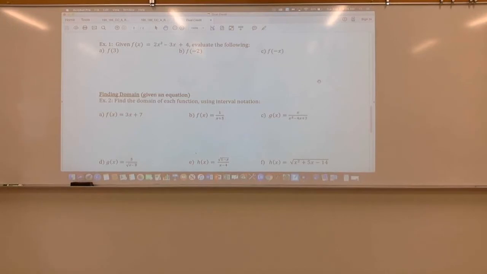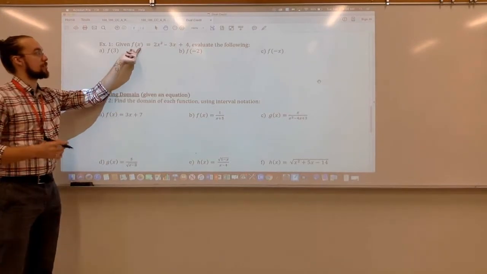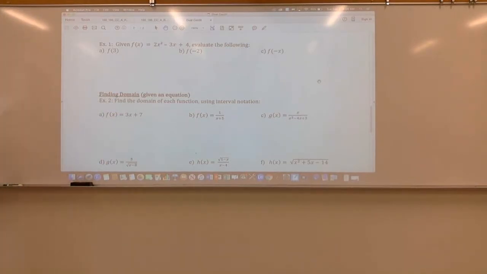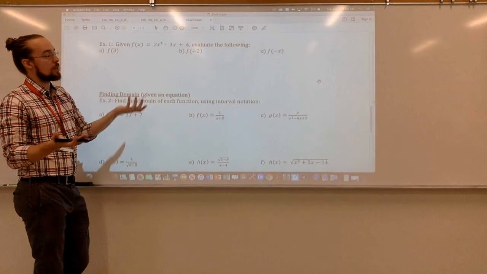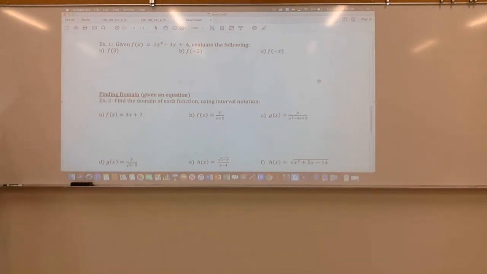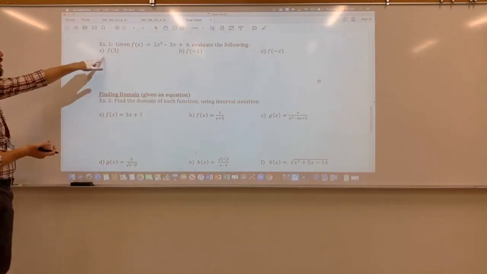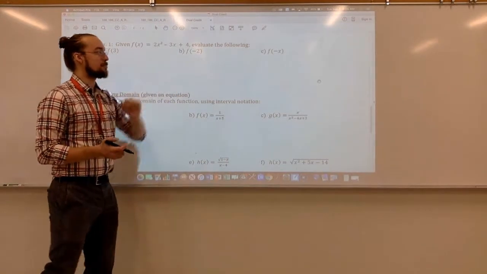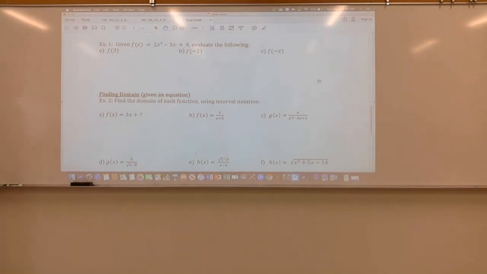So first, is that a function? We can think about f of x as the same thing as y, right? So it's already solved for y. So it's 2x squared minus 3x plus 4, a function. That's just a parabola. I don't know exactly what it looks like, but I know it's a parabola. A parabola is going to be a function.